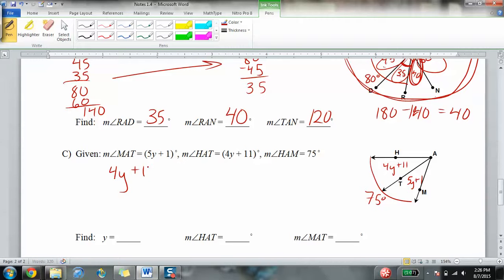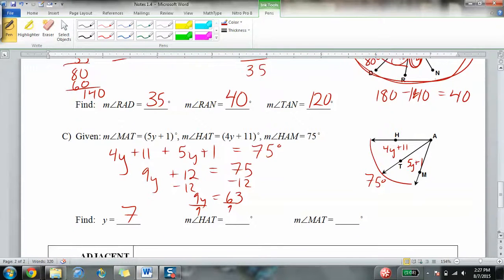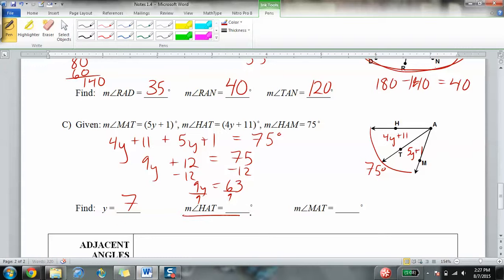So 4y plus 11 plus 5y plus 1 would have to add up to my total of 75 degrees. Combine my like terms: 9y plus 12 has to equal 75 degrees. Subtract 12 from both sides. Then finally divide by 9, so y would equal 7. Now that we know what y is, to solve for these two angles, plug y back in.